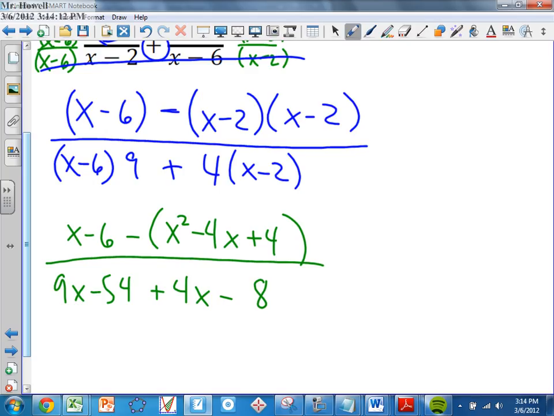You have to remember your multiplication tables, guys. 9 by 6 is 54. I almost screwed that up myself. Now I look and say, okay, now I've got all adding and subtracting. There's no multiplying left anywhere if you look. The only thing that really is multiplying is the fact that this is a negative.